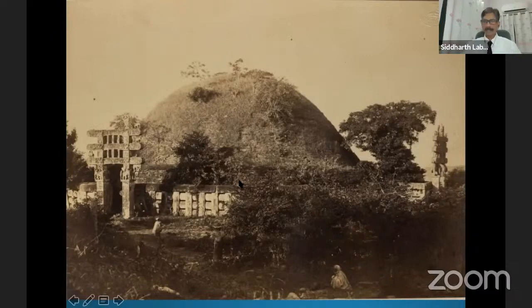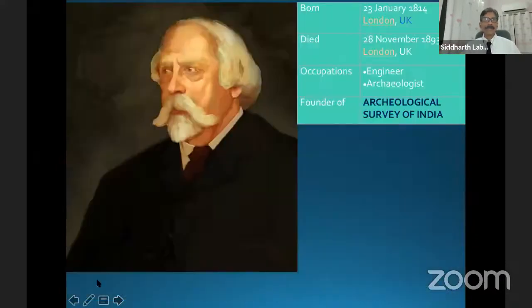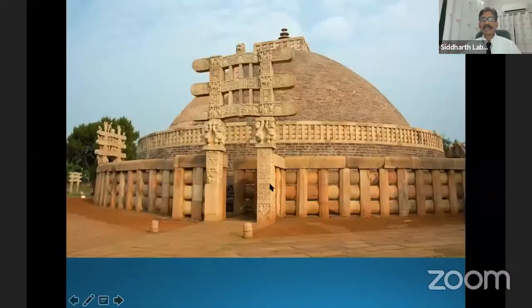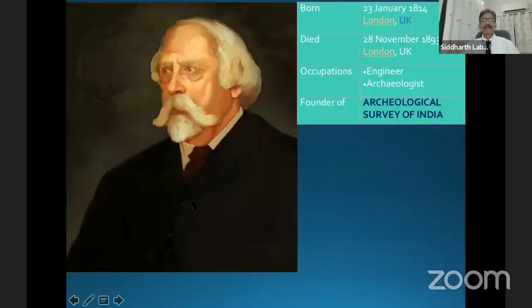But see their greatness now. They made the research on that. They found all the inscriptions here through James Princeps. They read them and reconstructed this stupa, and the entire history they have mentioned properly. Now the stupa is like this because of this person, Alexander Cunningham.